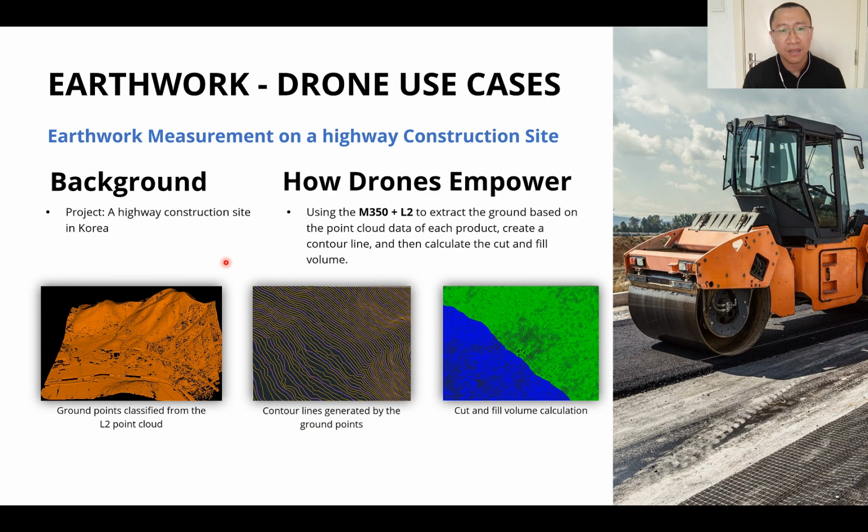And there's a highway construction site use case. This is a highway construction in Korea. They used the M350 plus L2 to extract the ground based on the point cloud. Thus, they created a contour line and then calculated the cut and fill volume.